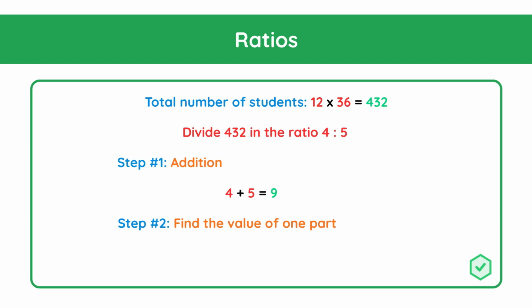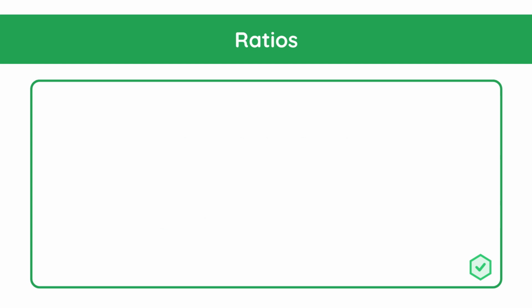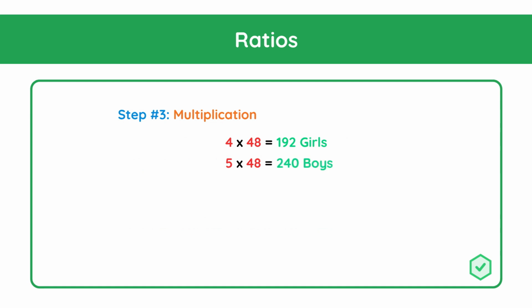Step 2. Find the value of one part. 432 divided by 9 is 48. So one part is 48. Step 3. Multiply. Girls have 4 parts. So 4 times 48 is 192 girls. Boys have 5 parts. So 5 times 48 is 240 boys. So in the school there are 192 girls and 240 boys.